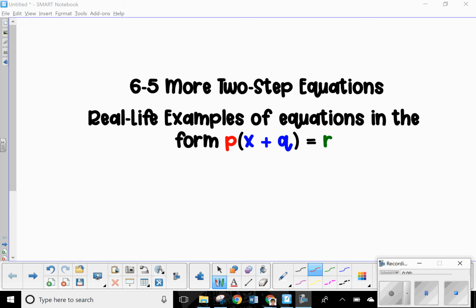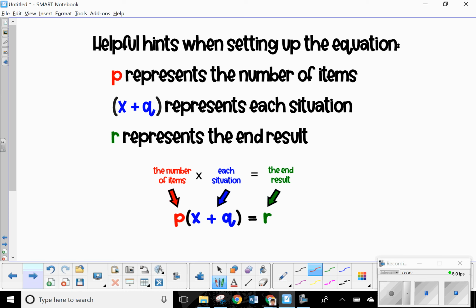Hi there. Today we're going to discuss more two-step equations, real-life examples of equations in the form P times a quantity x plus q equals R. Helpful hints when setting up the equation. P represents the number of items. The quantity x plus q represents each situation. And R represents the end result.